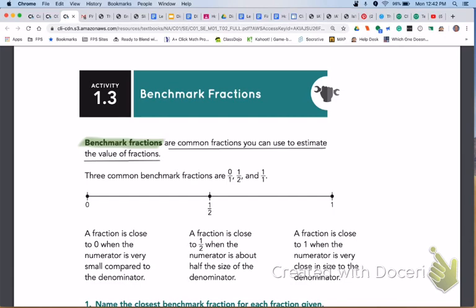Please turn to page 75, activity 1.3, benchmark fractions. Benchmark fractions are common fractions you can use to estimate the value of fractions. Three common benchmark fractions are 0 over 1, 1/2, and 1 over 1. A fraction is close to 0 when the numerator is very small compared to the denominator. A fraction is close to 1/2 when the numerator is about half the size of the denominator, and a fraction is close to 1 when the numerator is very close in size to the denominator.